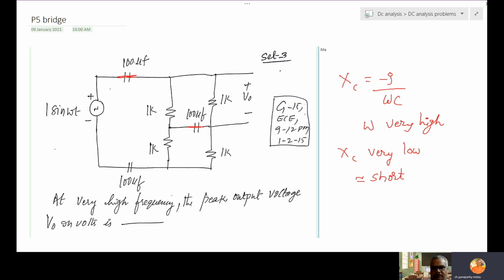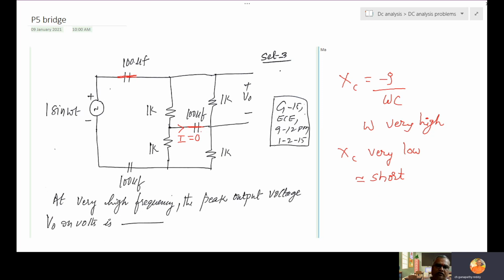Again, bridge is balanced. When bridge is balanced, we have two options. You can think like this is open, you can also think like a short. Sometimes by making open, analysis is easy; sometimes by assuming short, analysis will be easy, depending on the problem we select. Here, even though capacitor is short, this current I is zero. Capacitor is short, but why is current zero? Bridge is balanced. When bridge is balanced, current will not flow.